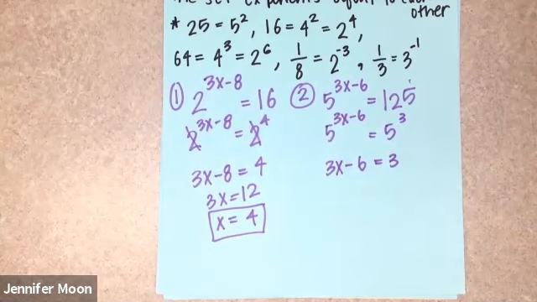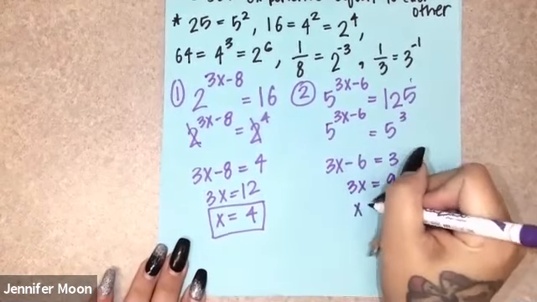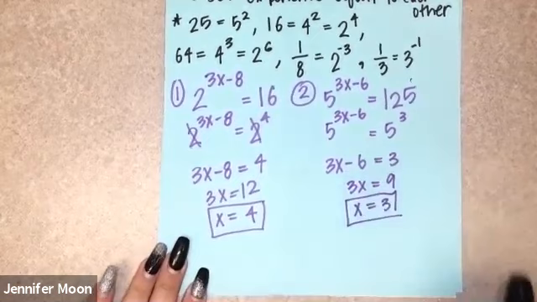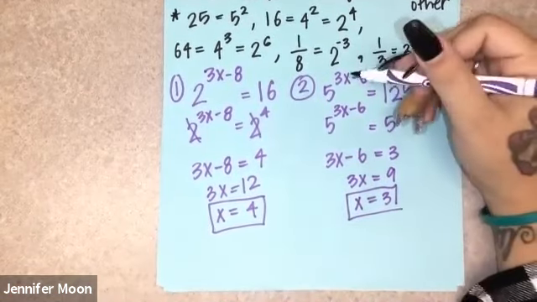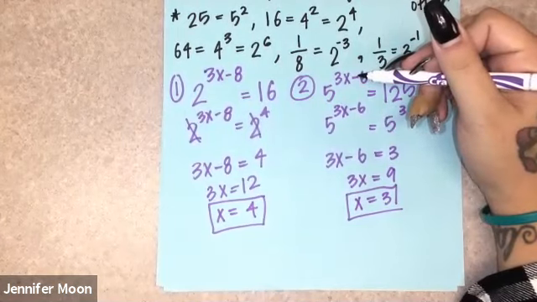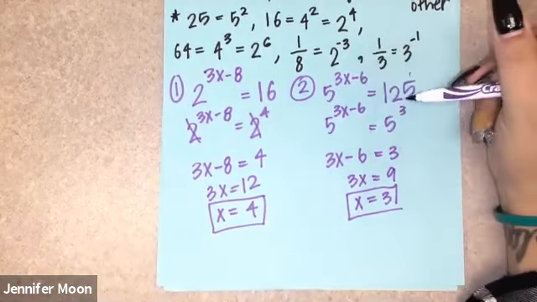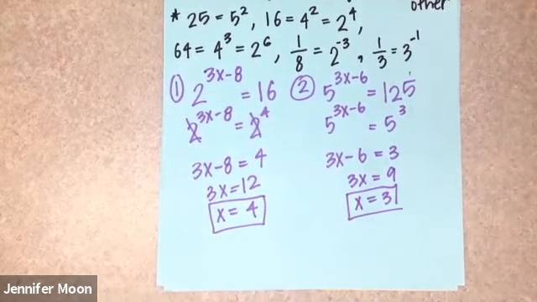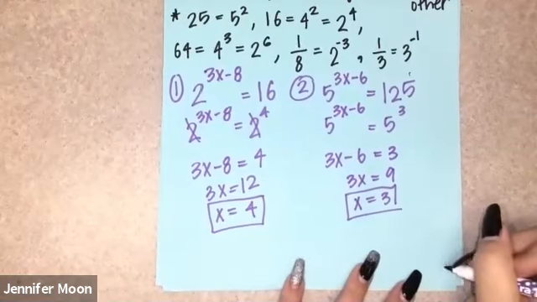Here what I would do is move my 6. So it would actually be 3x equals 9, and then x equals 3. And just really quick, if you went back, 3 times 3 is 9, minus 6 would give me 3, and 5 cubed is 125, right? Okay, I've got 2 more examples for this.